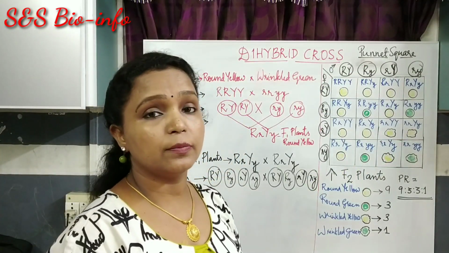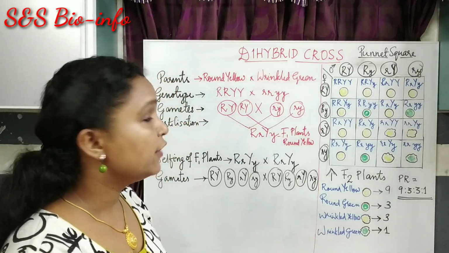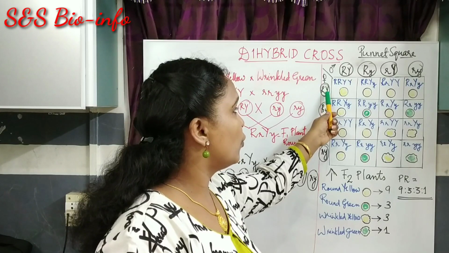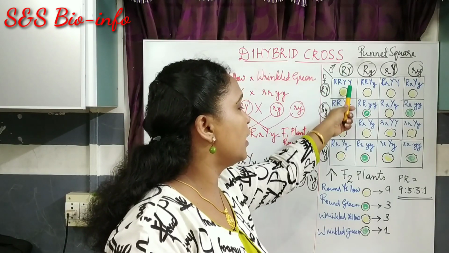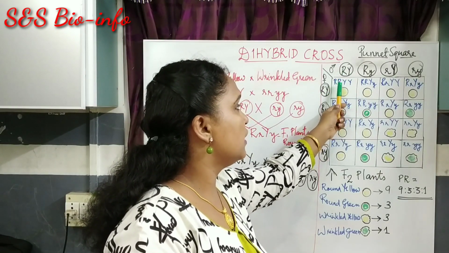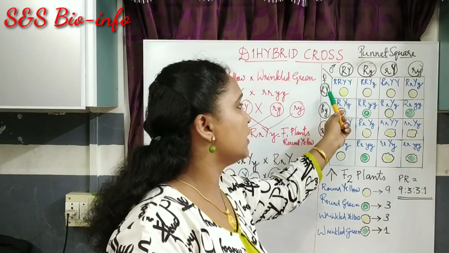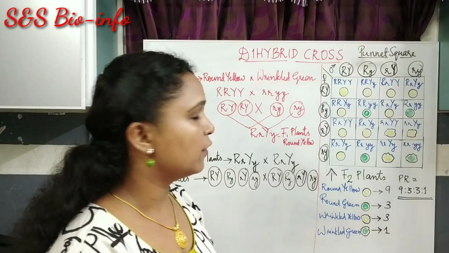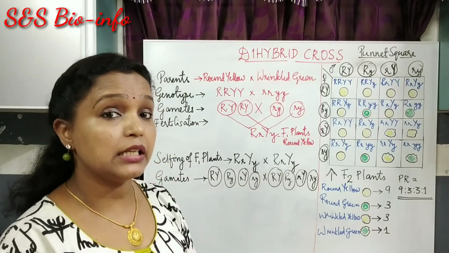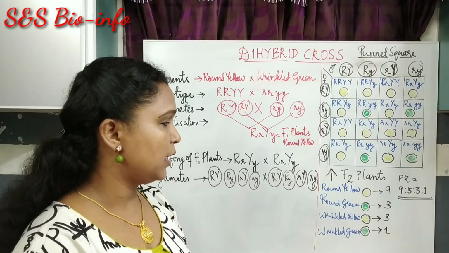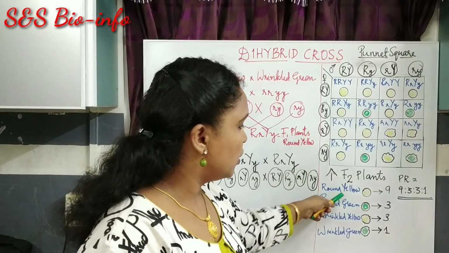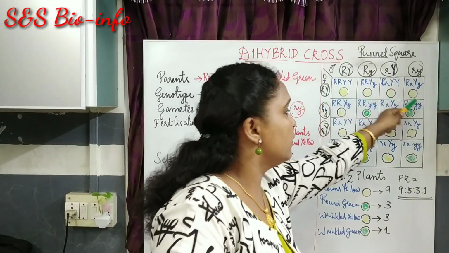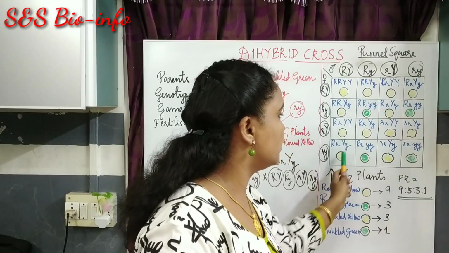Then let's find out the possible genotypes of the F2 plants. Here you can see that capital RY is multiplied with capital RY. So we can write capital RR, capital YY. Similarly, we can find out the possible 16 genotypes of the F2 plants. Here we got 9 round yellow plants. Round yellow 1, 2, 3, 4, 5, 6, 7, 8, 9.